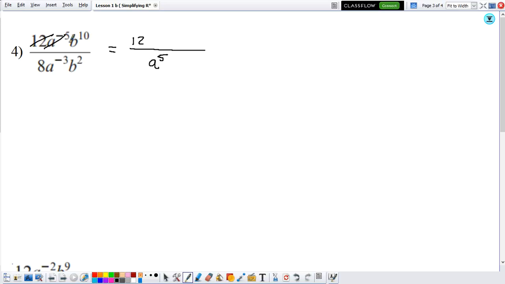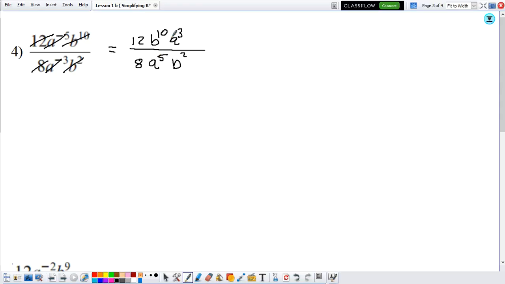I'm just going one by one. B to the 10, it's positive, so I'm going to leave it on the top. Oops, that's supposed to be a 10. 8, it's positive, so I'm going to leave it on the bottom. 8 to the third, that's negative, so I should bring it to the top. B to the second, that's already positive, so I'm going to leave it on the bottom. Excellent. So notice that all I did, I just went one by one, and those which had a negative, I just switched its position.